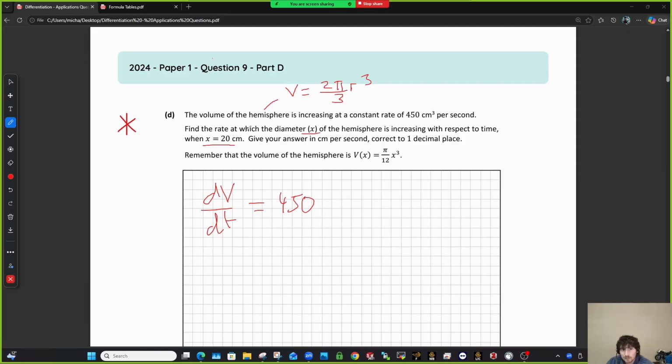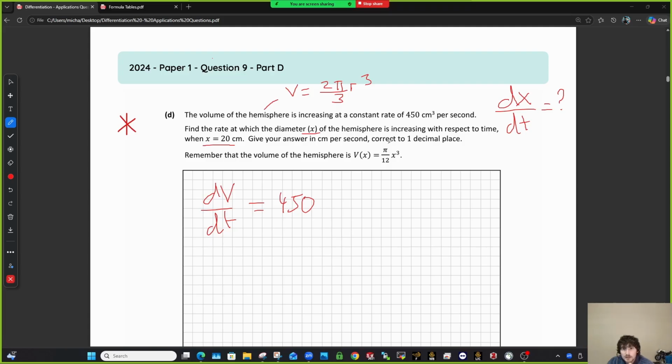So what we're asking for here is the rate at which the diameter x is increasing with respect to time. With respect to time, so that's with a dt on the bottom. Once you read the question and identify what you're looking for, we know it's dx/dt, and we put a question mark beside it like that. So that reminds us what we're looking for, okay? And as you'll see in a moment, we always pull the question mark apart.